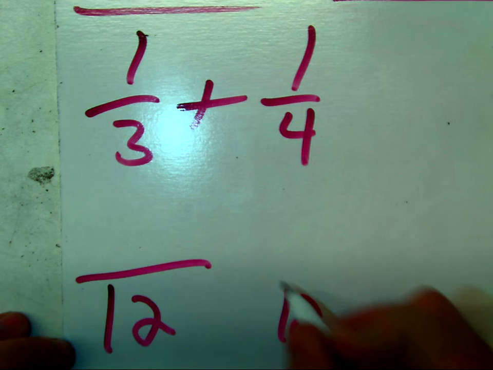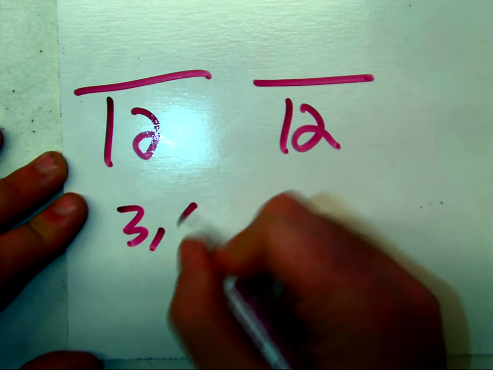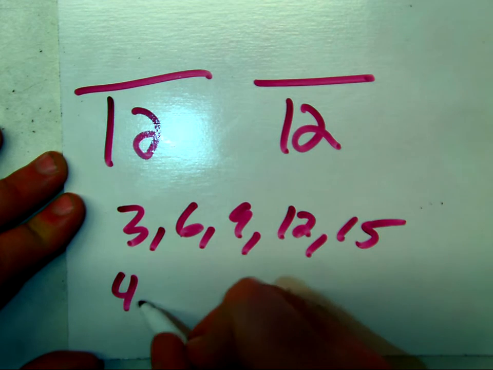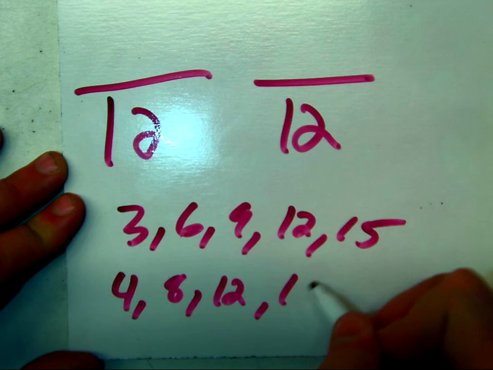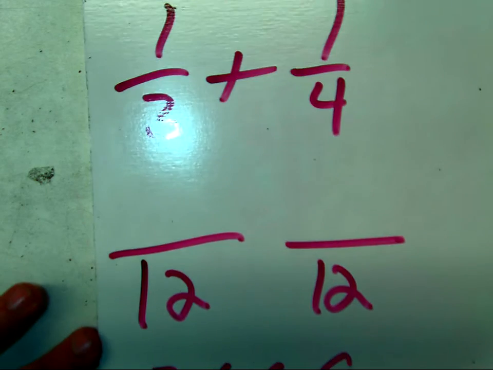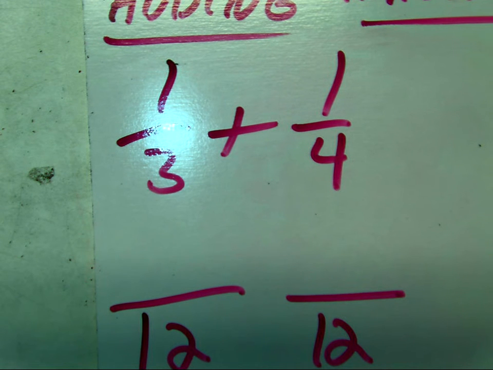They will ultimately meet up at 12. How did I figure that out? I listed the multiples of 3 in my head. 3, 6, 9, 12, 15. I did the same thing for 4: 4, 8, 12, 16. The first number they have in common is 12. So now these are both written as 12s, but I got to figure out what over 12.